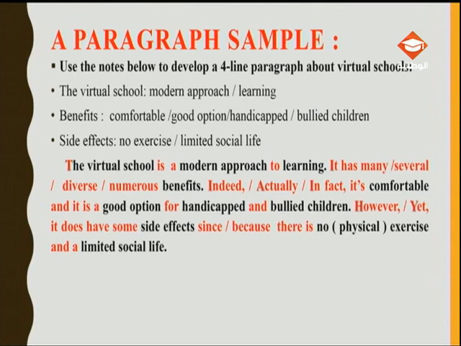So, the virtual school is, you see we have added the auxiliary be, the article, modern approach to learning, and the preposition to. So here is the first sentence, it is the introduction, it is the definition. The virtual school is a modern approach to learning. Then we have to move to the benefits. We can say, to avoid repetition, we replace the virtual school by it.